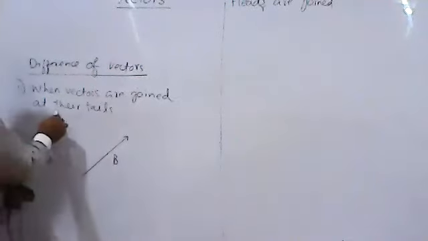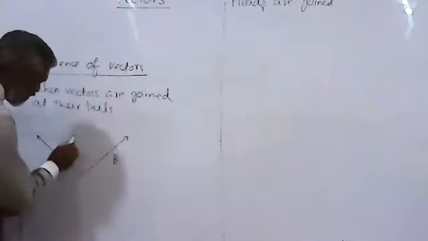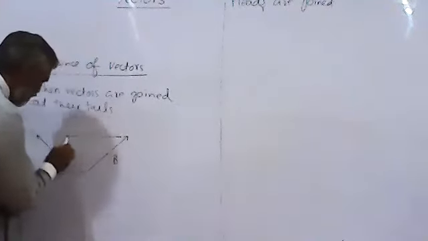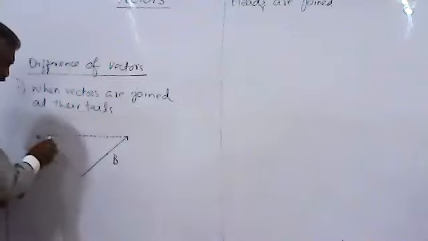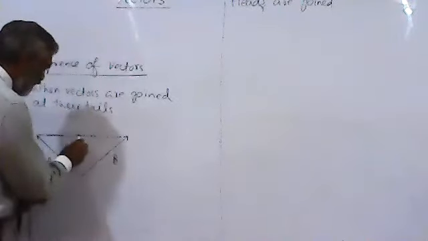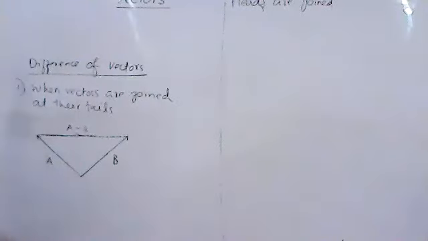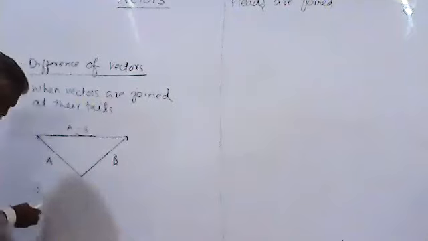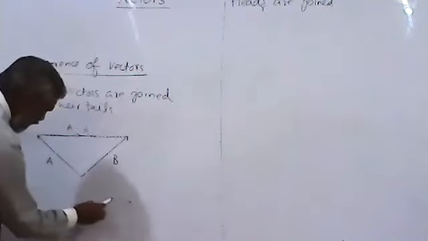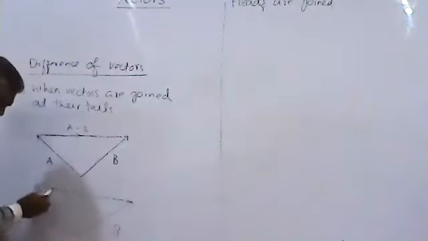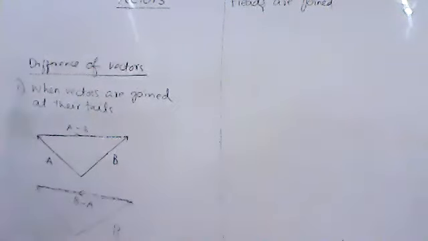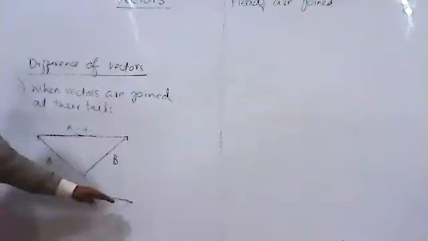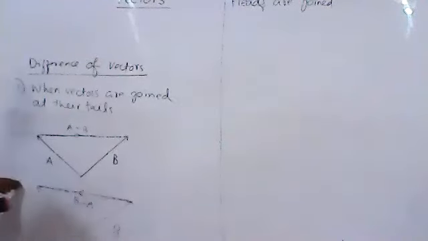Now, when the vectors are joined at their tails, this line which joins the heads of these two vectors gives the vectors A minus B or B minus A. It is A minus B if it is directed towards B, A minus B. But if these same two vectors are joined so that the direction of this vector is towards A, it is B minus A. So same two vectors with A minus B in this direction, the difference vector, and B minus A directed from B to A.